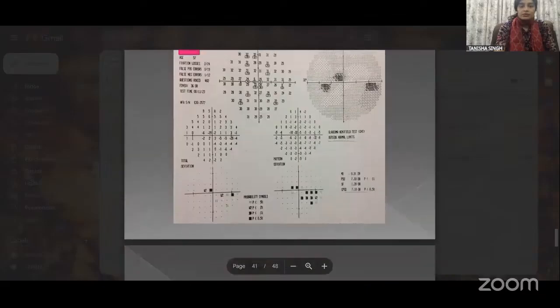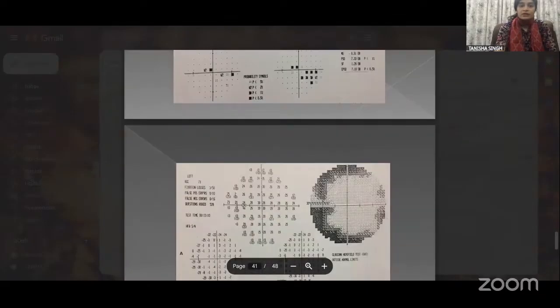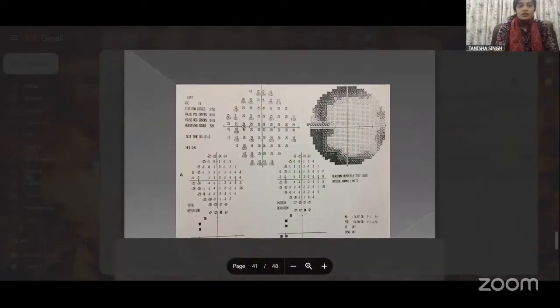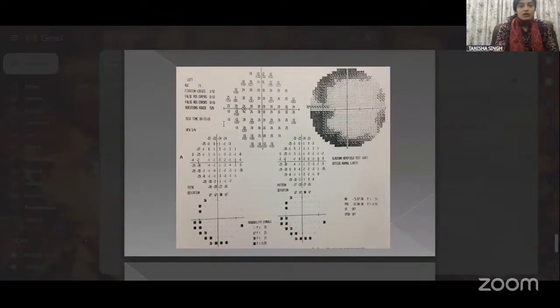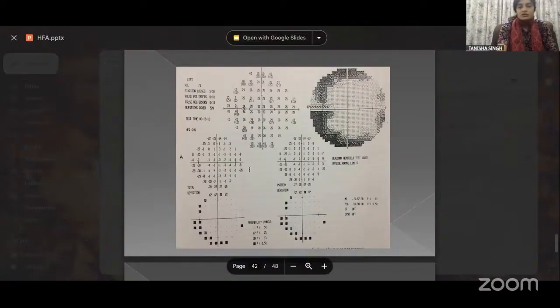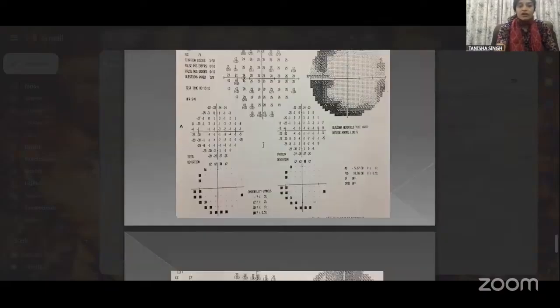So coming to another scenario, this one I want to discuss. If you see that the edge points are suddenly dropping to 0, it's not because of the patient response, it's because of some rim or some artifact that is coming up and covering that field. So suddenly it is dropping to 0 in this area. So that means it's a rim artifact.